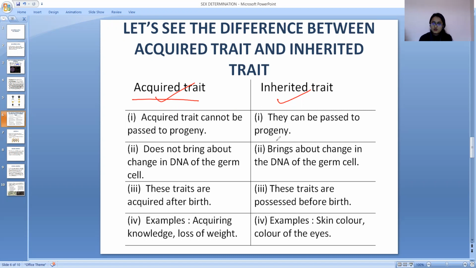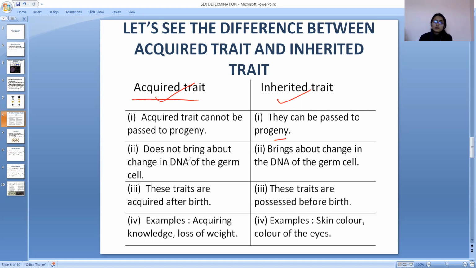Inherited traits can be passed to the progeny. For example, you have a dimple in your cheek. That is inherited from the parent. Your father has a dimple. So it is a probability your baby will also have that dimple in the cheek, right? So that is an inherited trait.